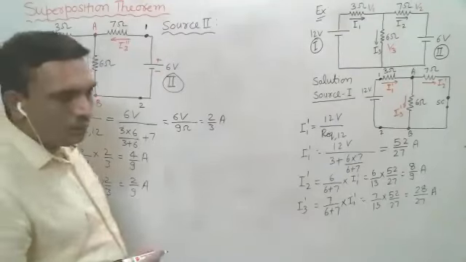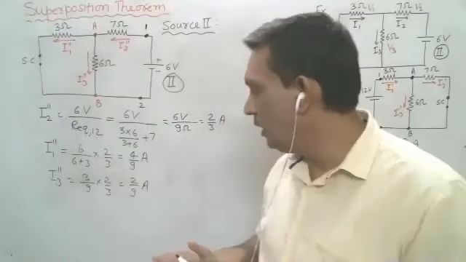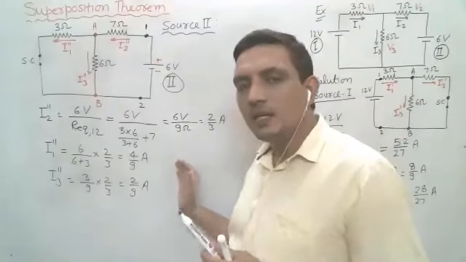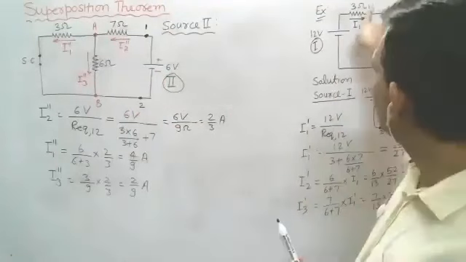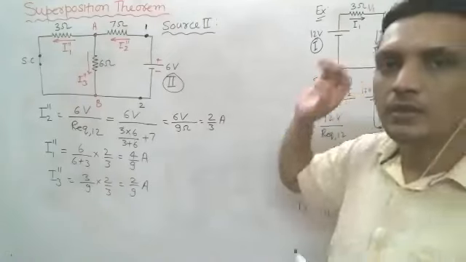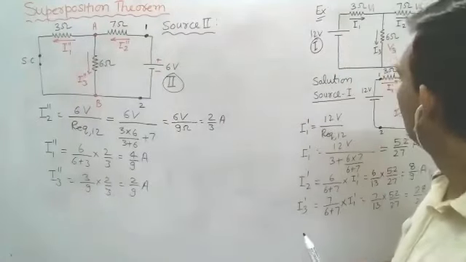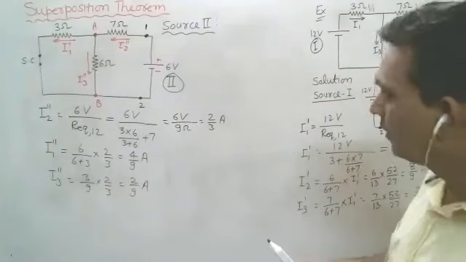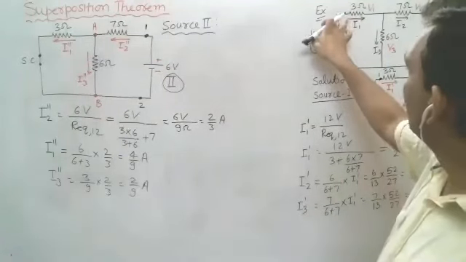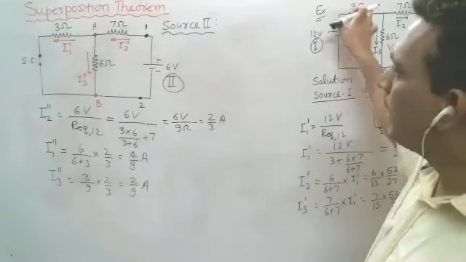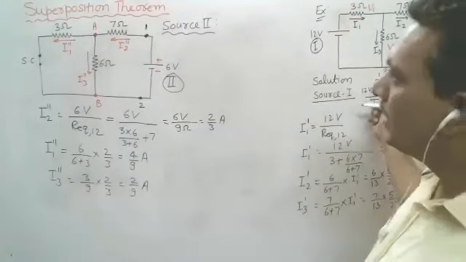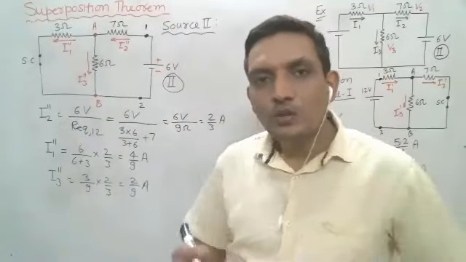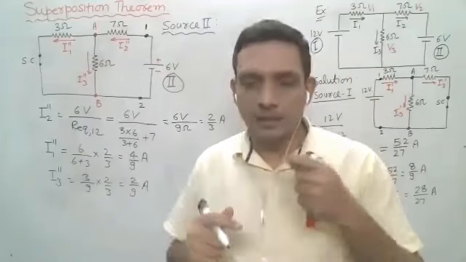So now you know the current due to each individual source, and then you have to see their algebraic sum. In actual cases you have to find I1, I2 and I3. Is it clear? Now see, this is I1. You have to find I1. I1 dash and I1 double dash are in the opposite direction, so in the algebraic sum you have to subtract.